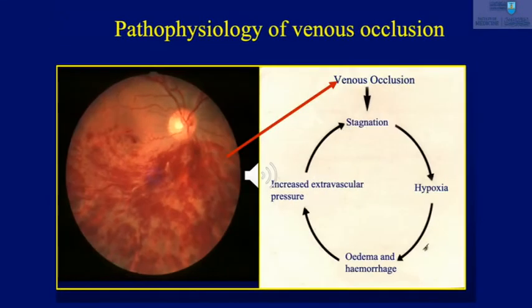The pathophysiology of retinal venous occlusion starts with stagnation, which leads to hypoxia, and this hypoxia leads to edema and hemorrhage, increasing extravascular pressure. Again, this increased extravascular pressure presses hard on the venous tree, producing more stagnation, and this passes into a vicious circle.